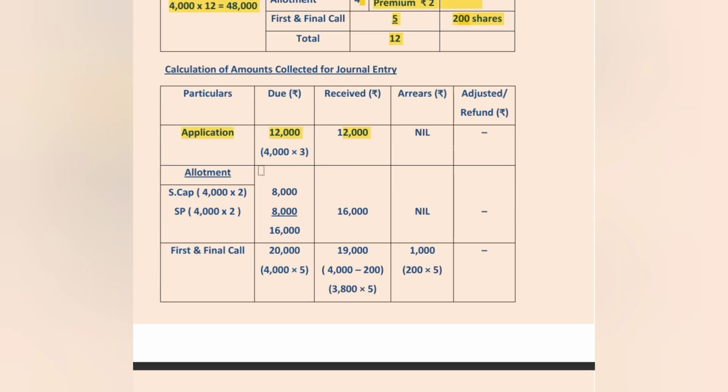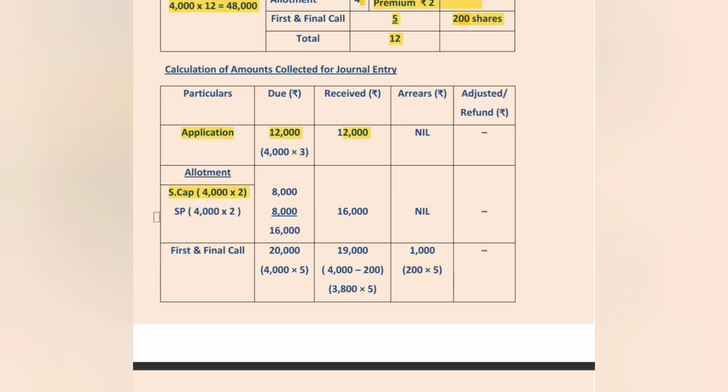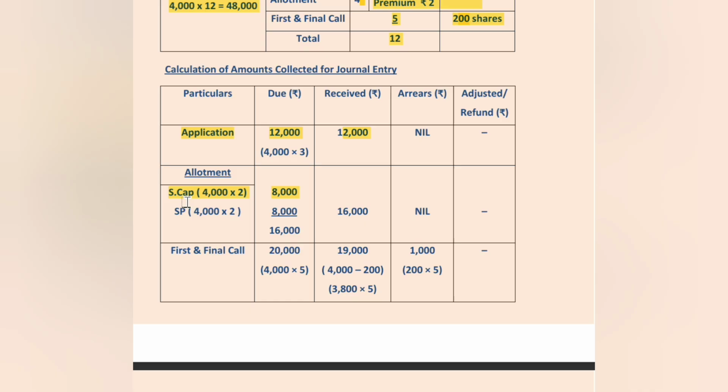In allotment, at the time of due, we have to divide this one. So first one is share capital, right? See 4,000 into what is equity share capital amount here, we are given 2 rupees, right? So 4,000 into 2, 8,000 rupees. How much premium now, right? Premium, see, that is 2 rupees. Again, securities premium 4,000 into 2, 8,000. Total how much amount due? Entire 16,000 amount due. How much now received? Entire amount is received because no arrears given here. So entire amount is received, 16,000 rupees.